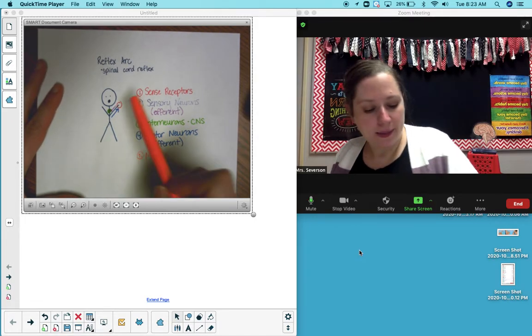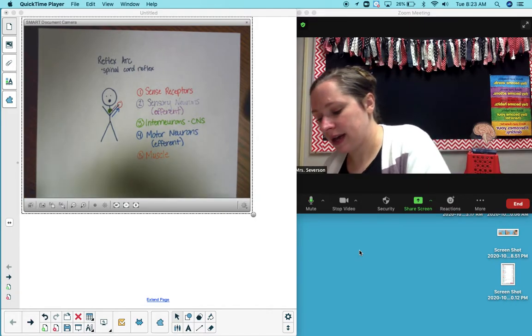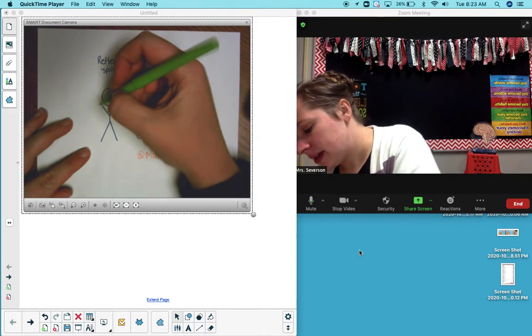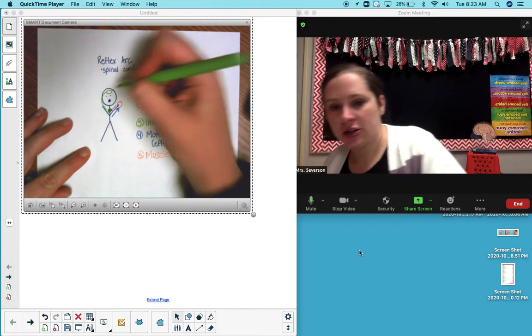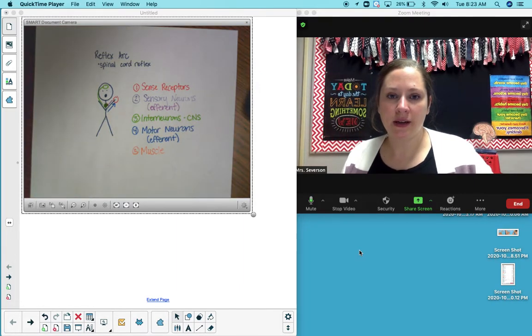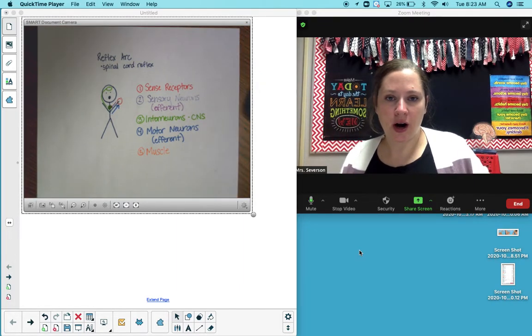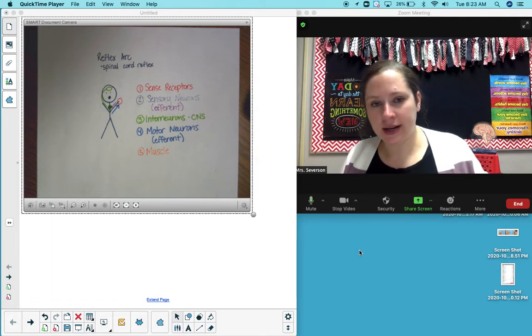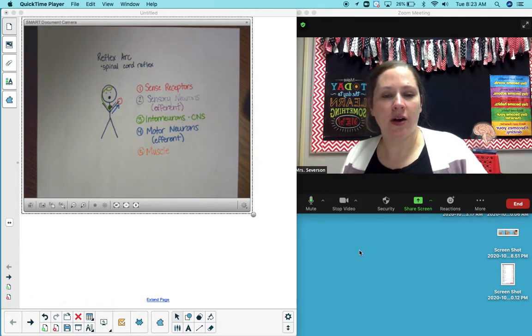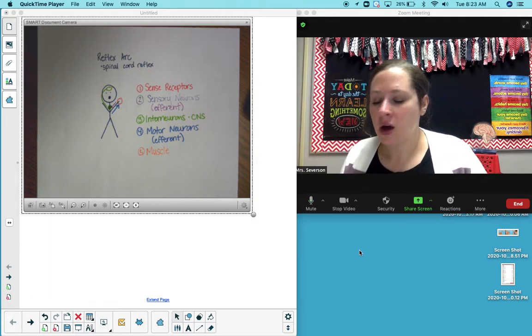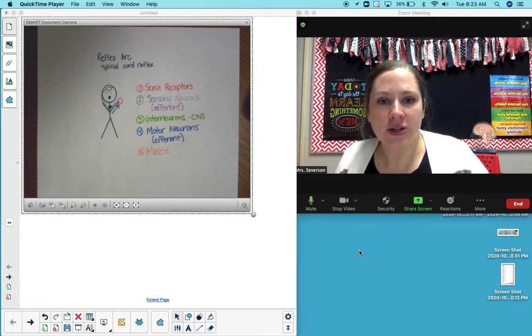Okay, so at the same time that this is all taking place, the interneurons are sending that message to the brain. So your spinal cord moves your arm, and then maybe a second later you realize that you have pain. Your brain is not moving this reflex or causing this reflex. Your spinal cord is. Okay, so if you have any questions, please let me know.